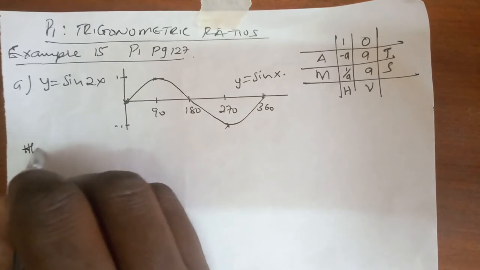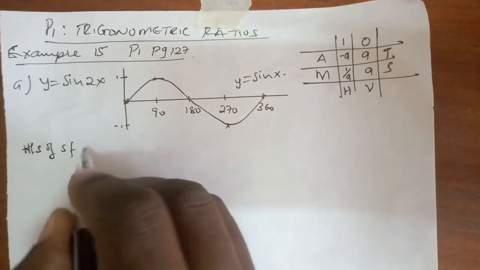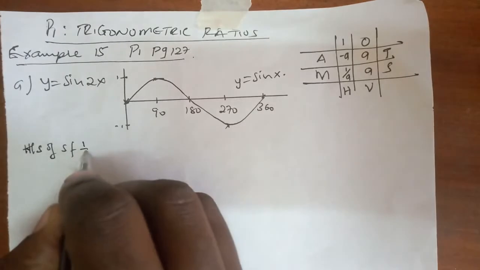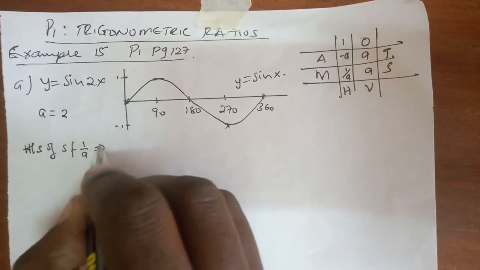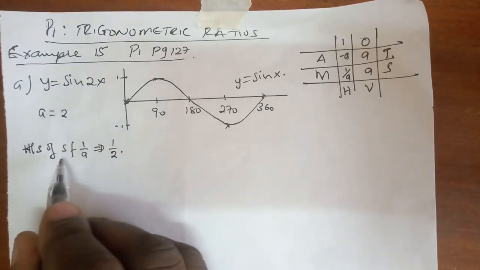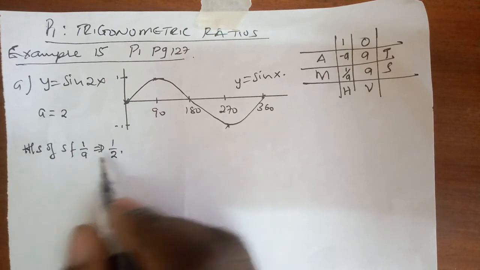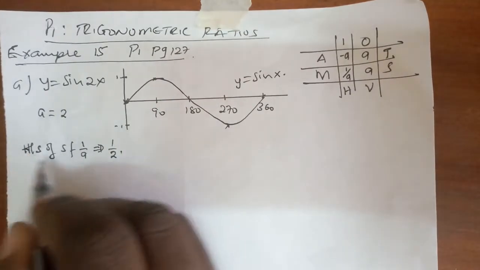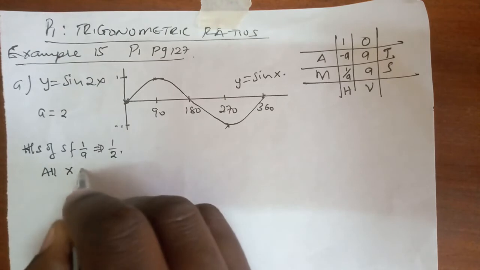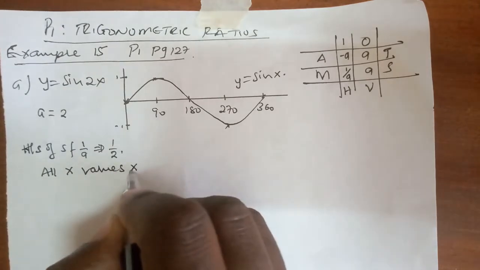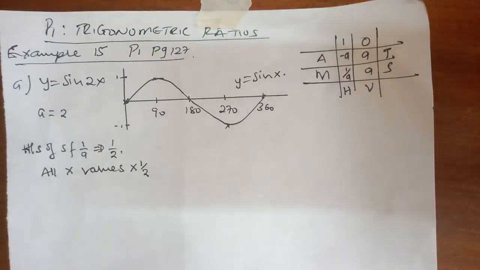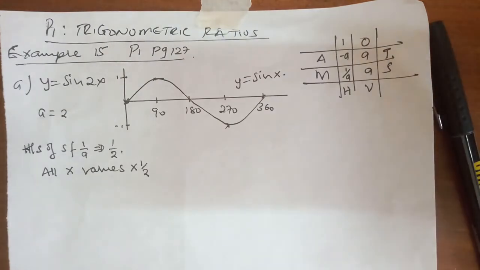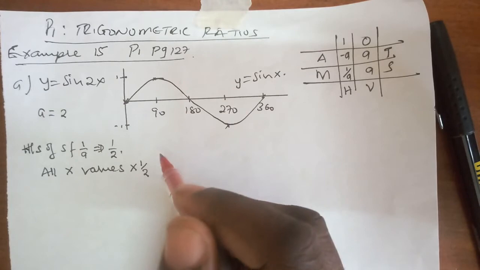This is a horizontal stretch of scale factor 1/a, and you can see our a was 2. That means a horizontal stretch of 1/2, which means that since it is horizontal, all x values are multiplied by a half. Y values are not affected. So what does that really mean? Allow me to sketch this on the axes so that we can see it clearly.